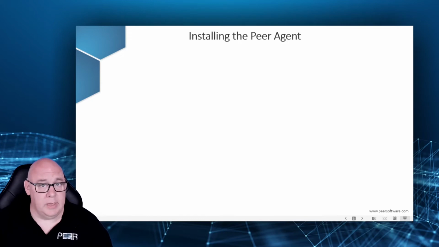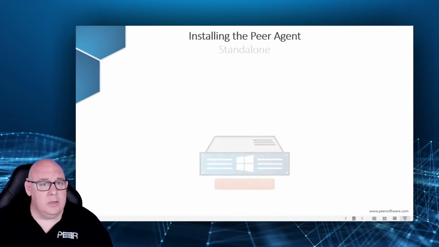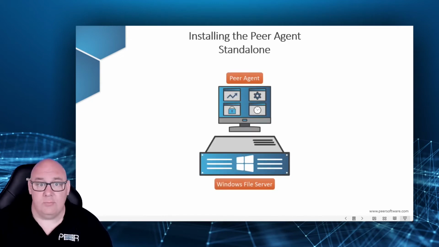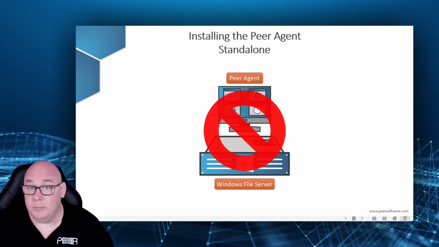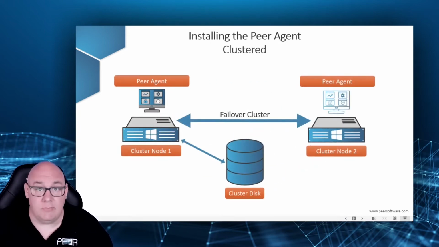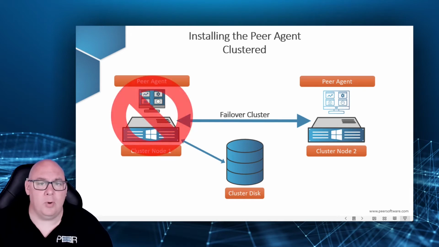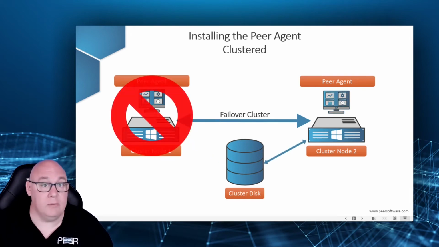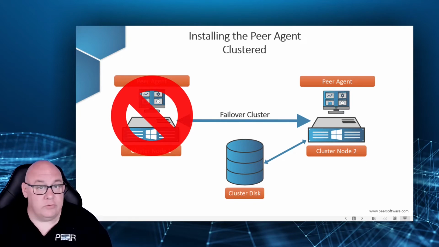First, clustering the Peer agent is optional. You don't have to do this and could quite easily run with a standalone installation instead that looks something like this. But if the computer hosting the Peer agent goes offline because of a failure or because some maintenance is required, installing the Peer agent in a clustered environment allows it to be spun up automatically on another member of the cluster, also known as a cluster node. This removes the single point of failure that comes with only running it on a single standalone Windows server.